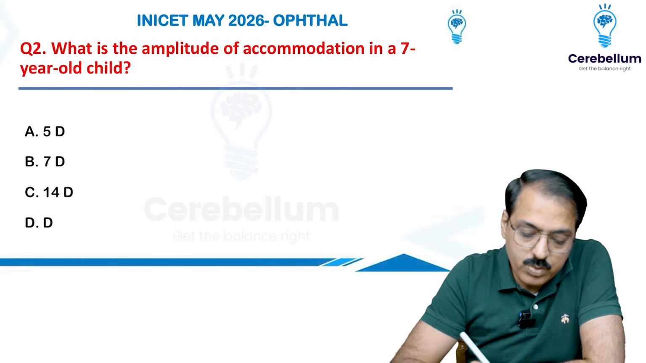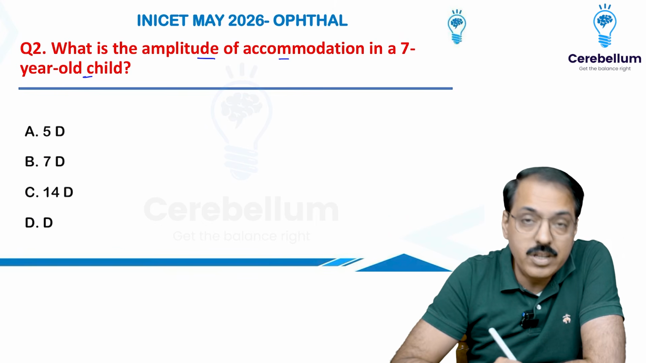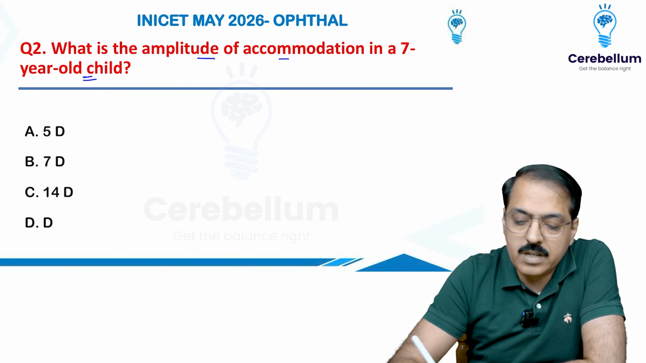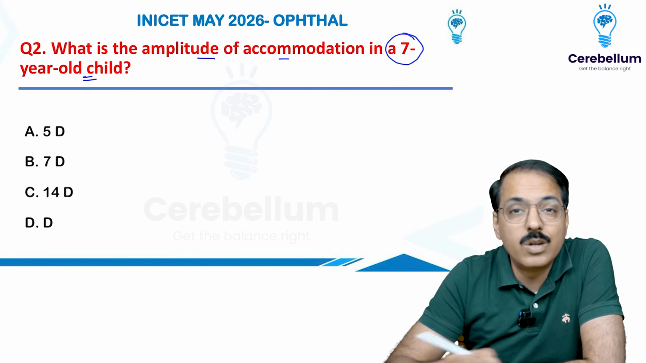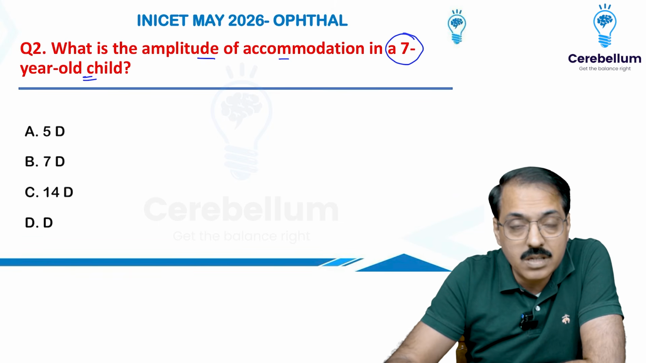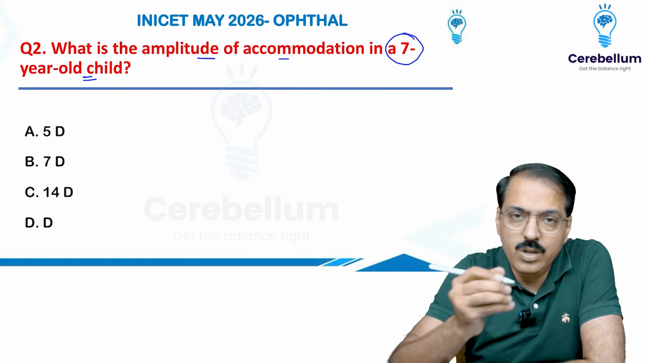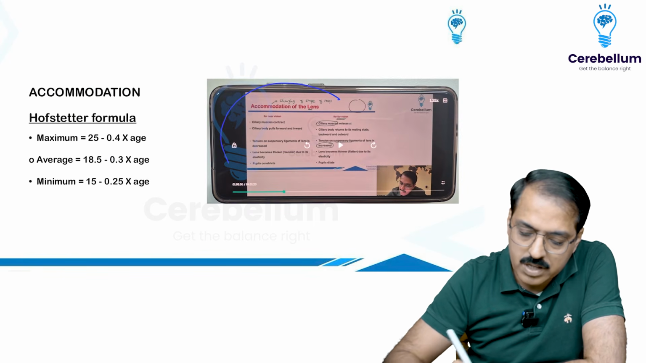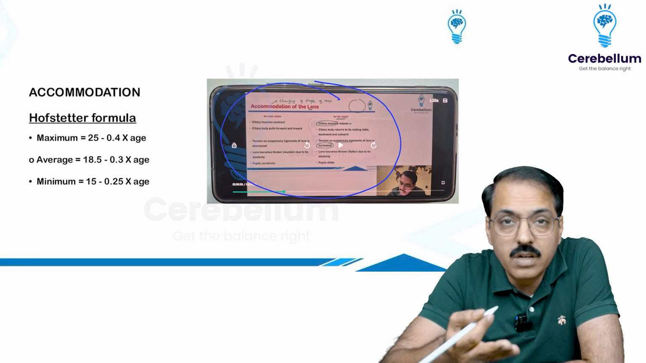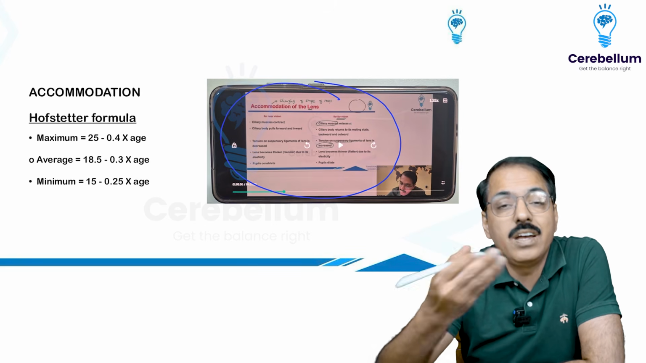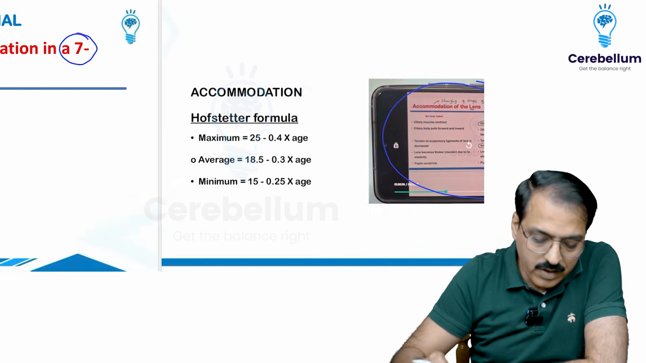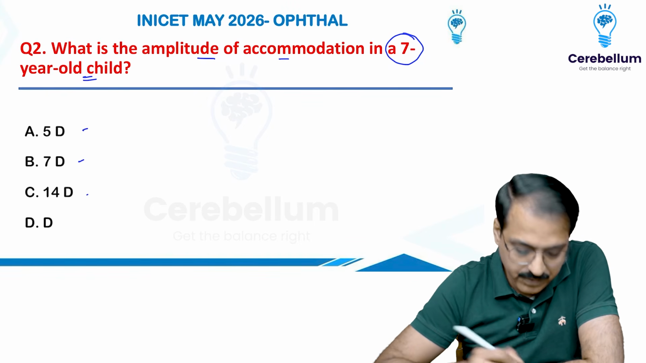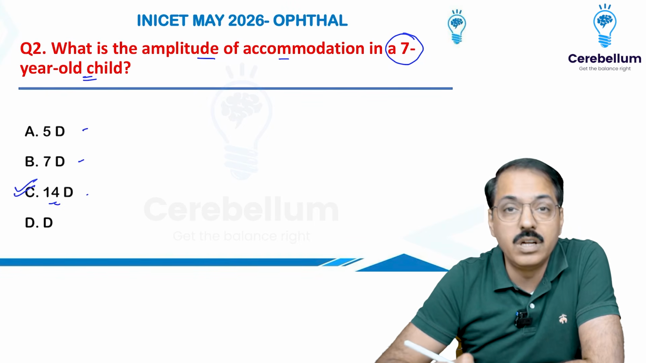Now, next was what was the amplitude of accommodation in a 7-year-old child? Now, this is a very factual question. You are expected to answer a 7-year-old child's accommodation. We know that we have done accommodation in our class. Accommodation is basically the ability to focus for near, and a child has a very high accommodation. So if there were choices like 5, 7 and 14, you could just have marked 14D.